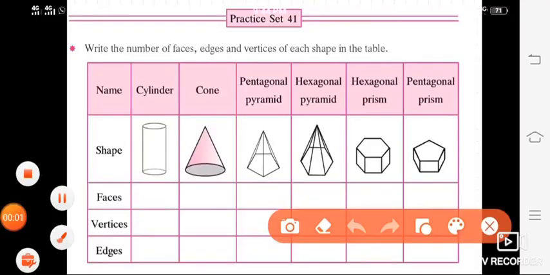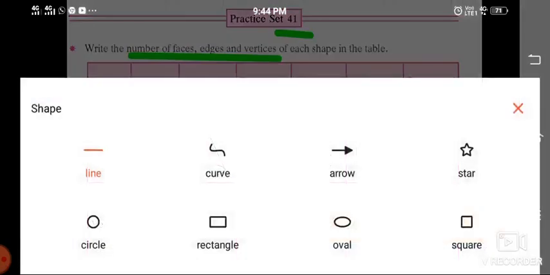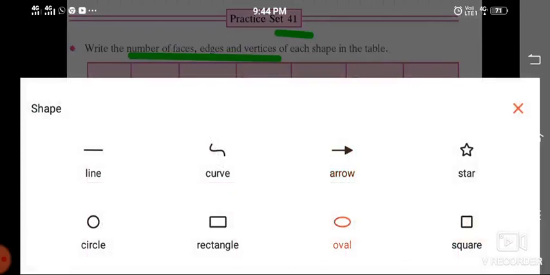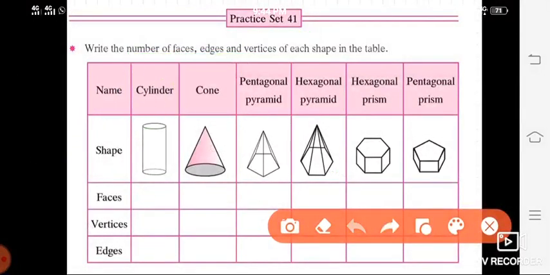Let us now begin with practice set 41. So the question is, write the number of faces, edges and vertices of each shape in the table. So first they have given us the names of different shapes. Okay, so the names are cylinder. Next they have given us cone, pentagonal pyramid, hexagonal pyramid, hexagonal prism and pentagonal prism.